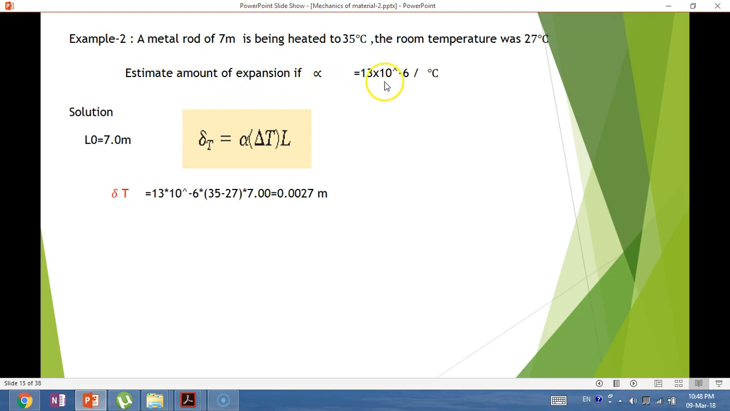If alpha is 13 multiplied by 10 to the power of minus 6 per degree, it is a direct multiplication. The L naught is 7, which is here, and the difference will be 35 minus 27, which is 8, and then we'll multiply by alpha, which is 13 times 10 to the power of minus 6, and we'll find here that the expansion is 0.0027 meters.